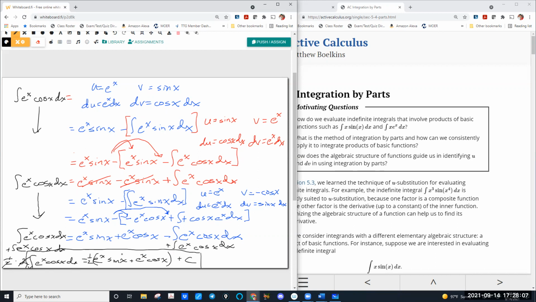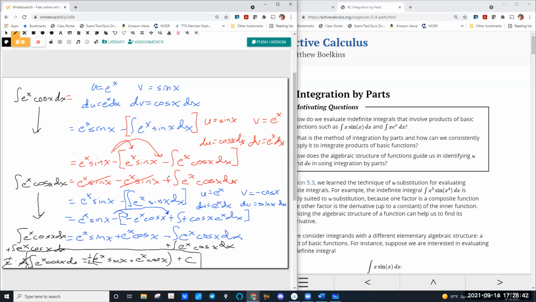So this one, again, is not an obvious move if you've never seen it before, which is why we were doing this one together. And it worked because I chose e to the x for u both times. It doesn't have to be e to the x both times for it to work. I could have let u be cosine the first time, and then let u be sine the second time. So you either have to pick the exponential and be consistent, or you have to pick the trig function for u both times and be consistent.